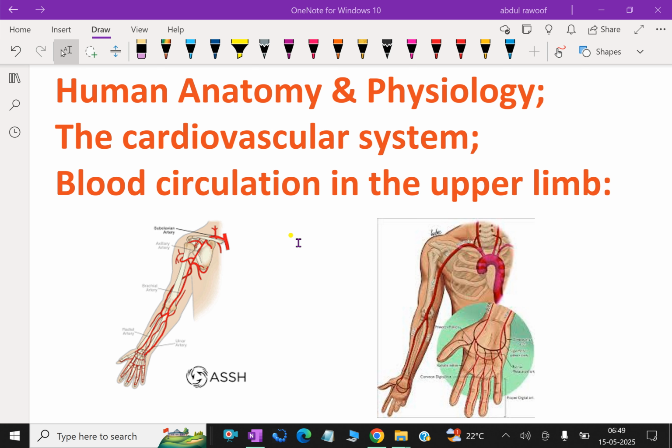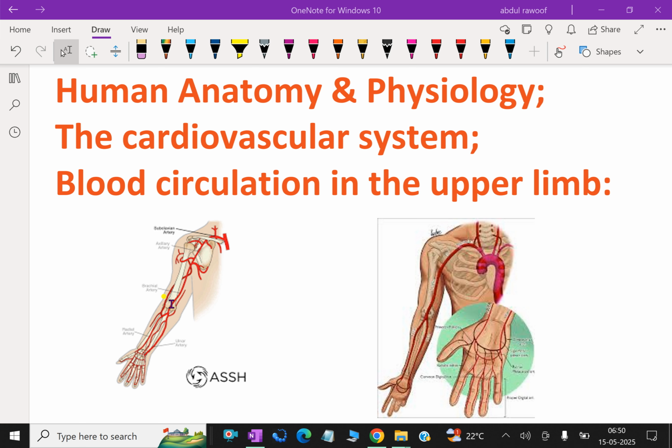It runs down the medial aspect of the upper arm, passes to the front of the elbow, and extends to about 1 centimeter below the joint, where it divides into two: radial and ulnar arteries. The radial artery passes down the radial or lateral side of the forearm to the wrist. Just above the wrist, it lies superficially and can be felt in front of the radius as the radial pulse.